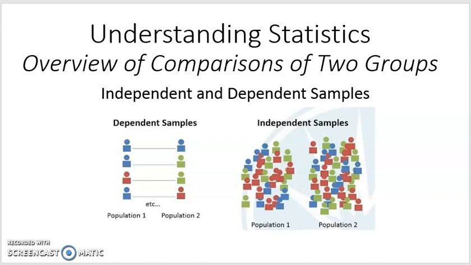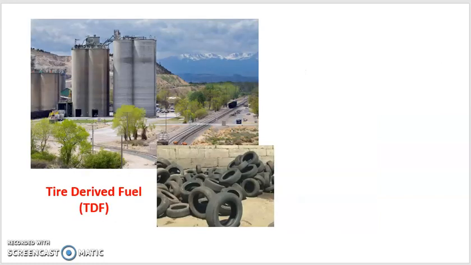Hi everyone. For the next several weeks in the class, we're going to be comparing two groups, and specifically the means of two populations. Before delving into the statistics of these comparisons, however, I thought I'd start out with a real-world example.